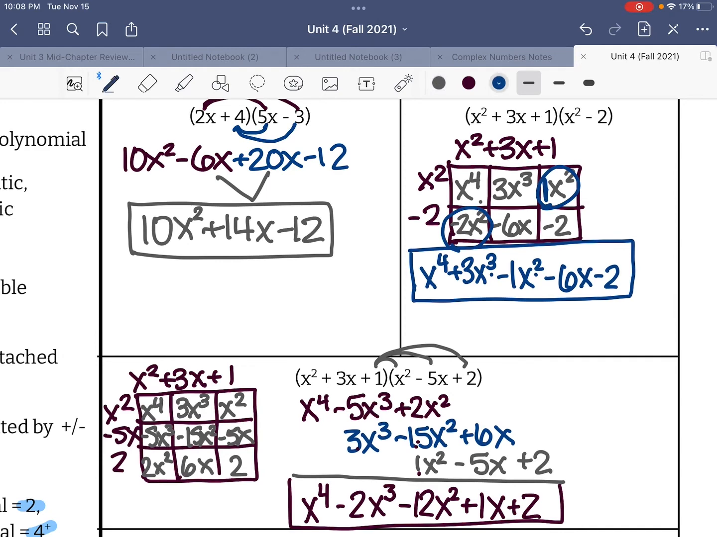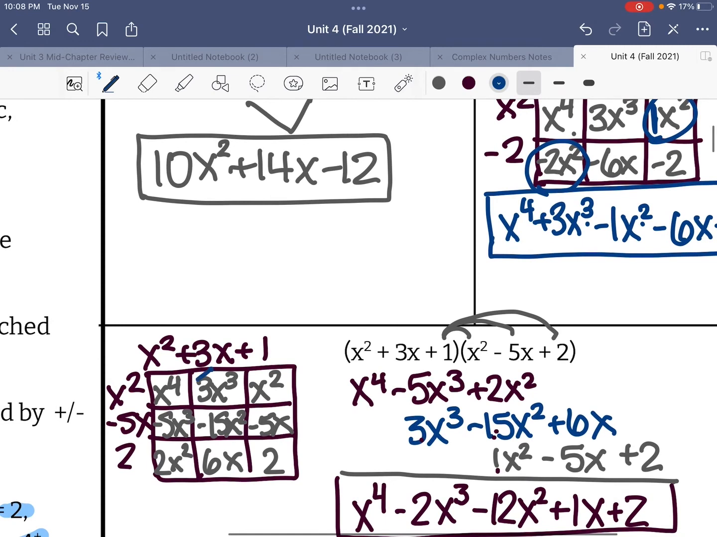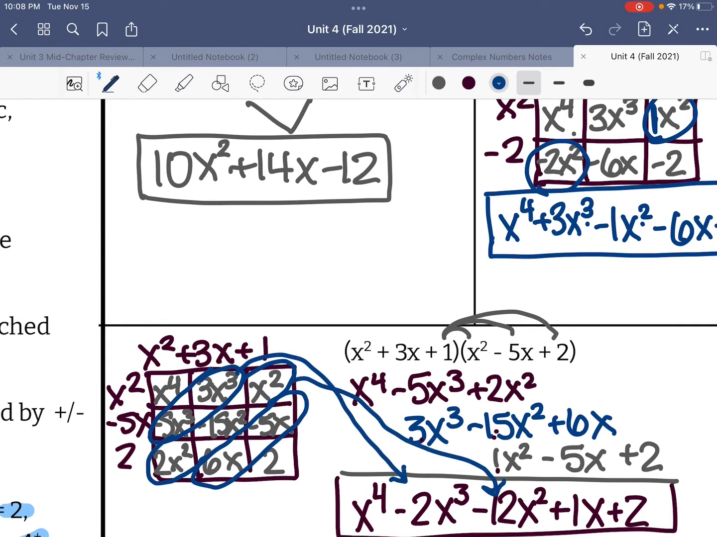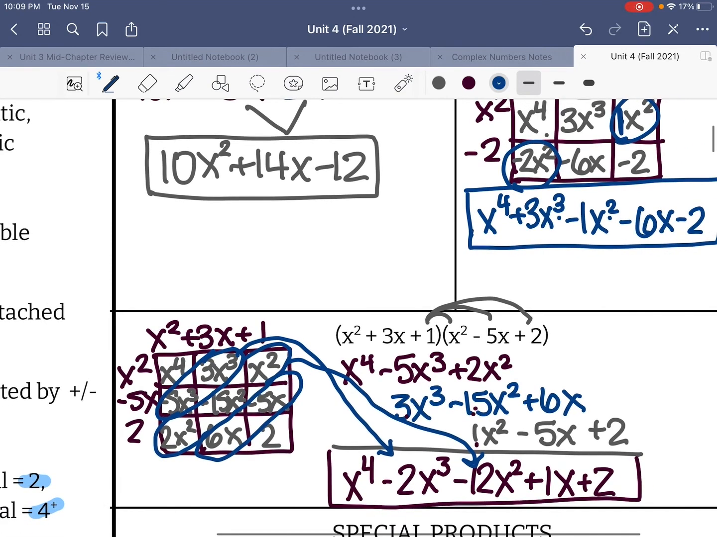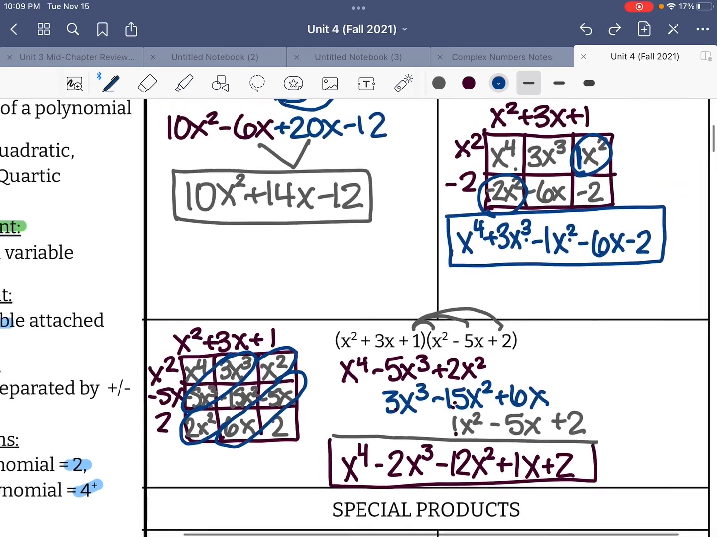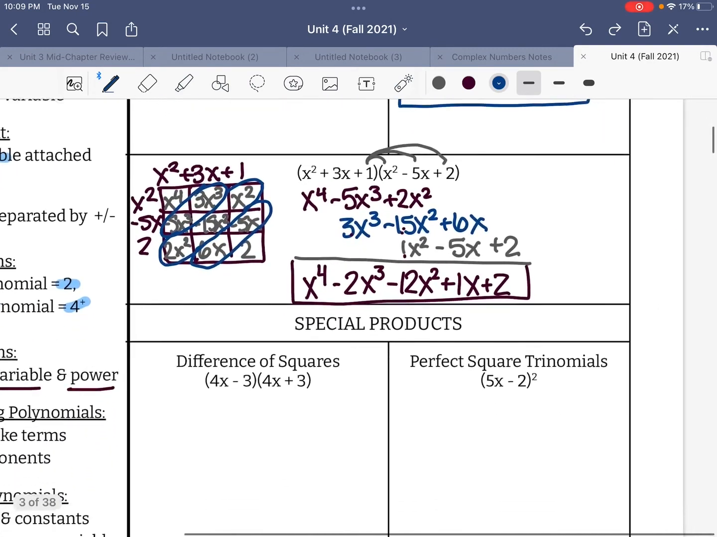But the one nice thing is that my like terms are here along the diagonals. So I don't have to worry about lining them up. They're already lined up for me. So this would add to the negative 2x cubed. That would be my negative 12x. And this diagonal would make my negative 1x. So I get the exact same answer, whether I use box method or not. It's just a way of organizing your work.